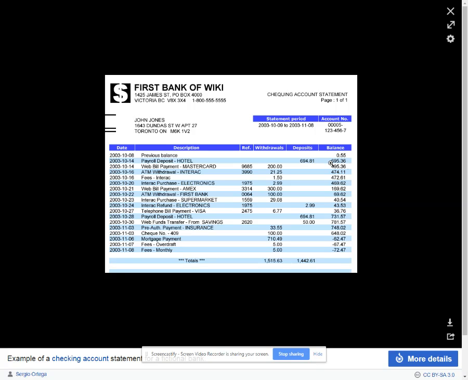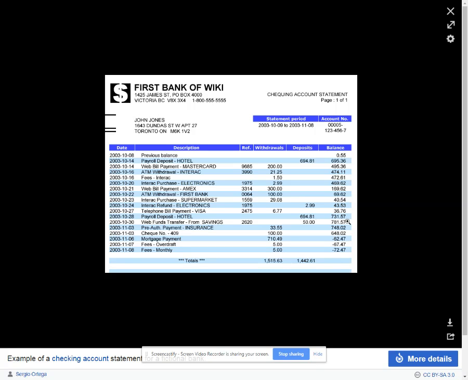Now, this is how much money he had in his checking account. Every time he had a withdrawal, the money in the balance goes down. Anytime he has a deposit, the money in the balance goes up. You can see he's paid again from his job at the hotel. Two weeks later, he gets another $694.81. That increases his balance. Now he has $731 in his checking account.